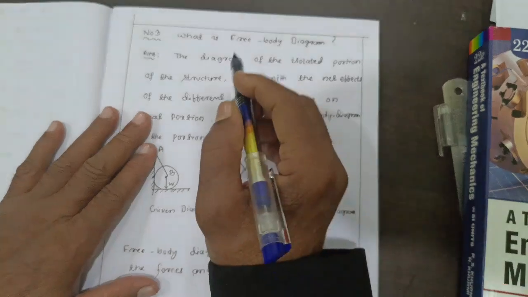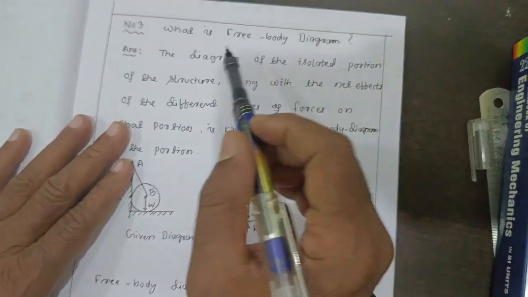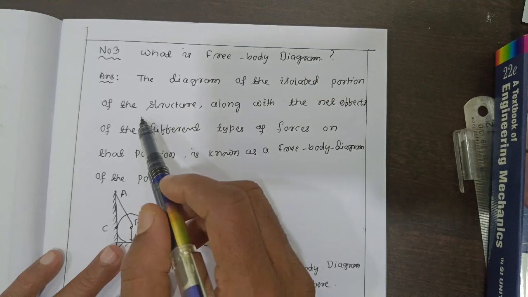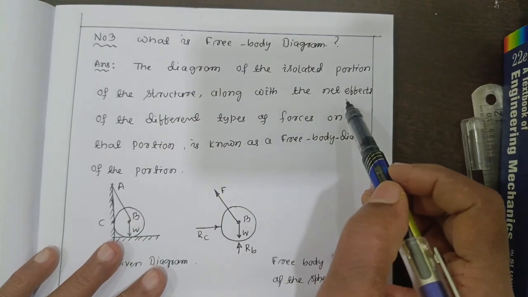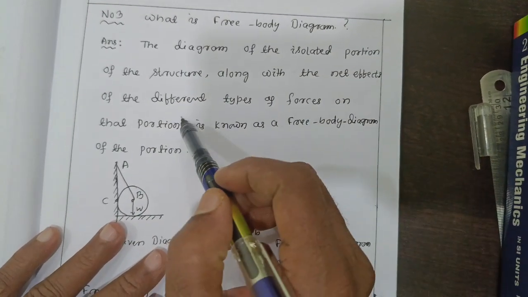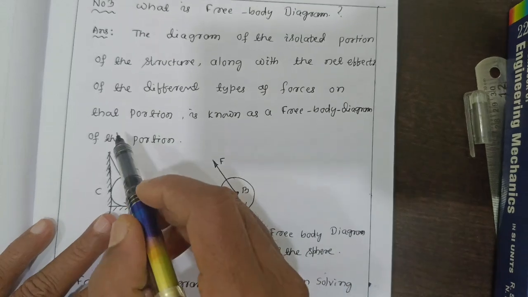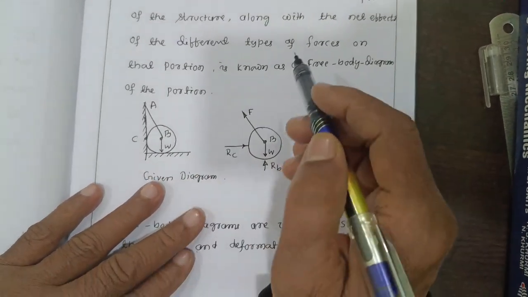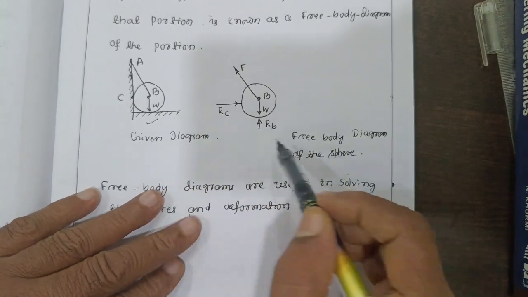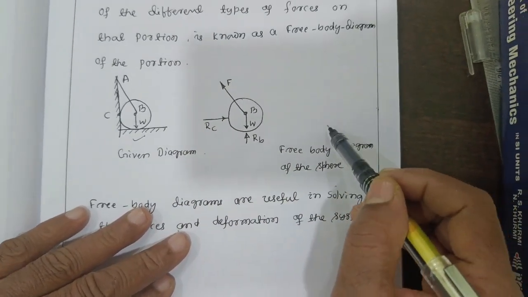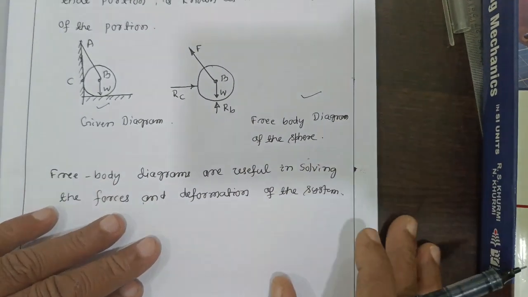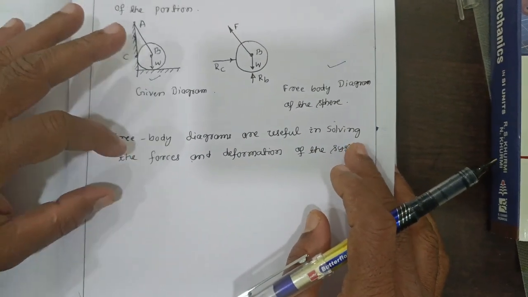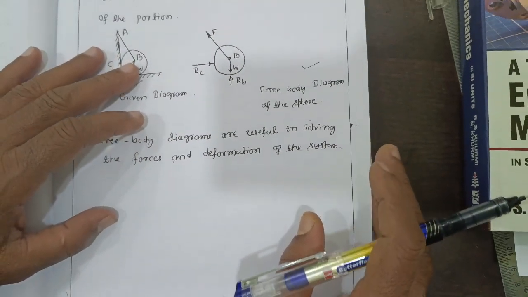Then I will discuss free body diagram. The diagram of the isolated portion of the structure along with the net effects of the different types of forces on that portion is called a free body diagram of the portion. This is the given diagram. This is the free body diagram of the sphere. Free body diagrams are useful in solving the forces and deformation of the systems.